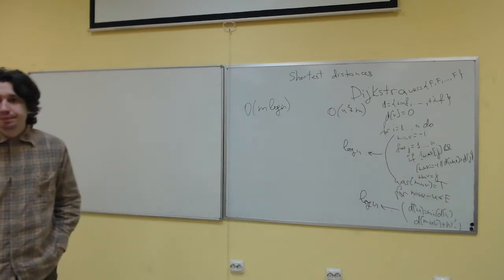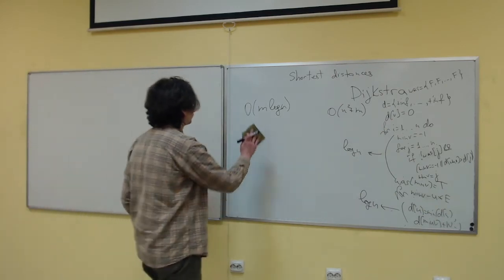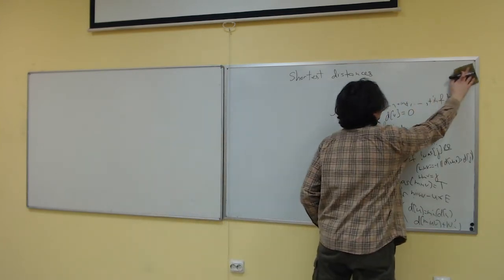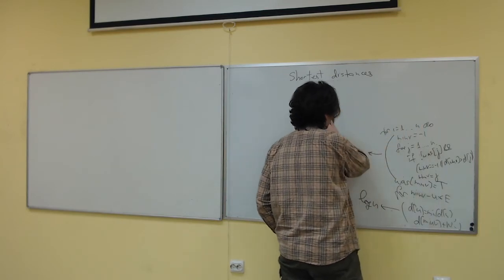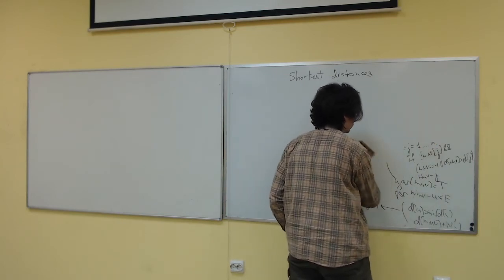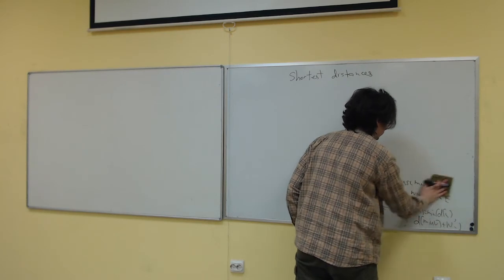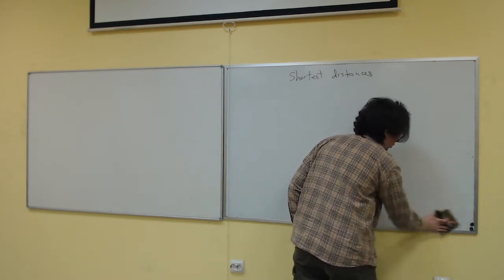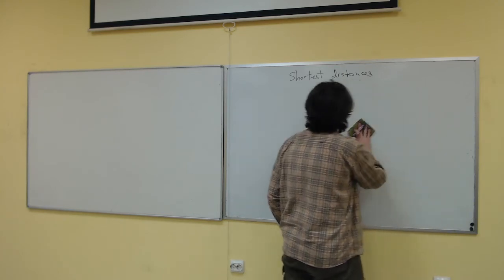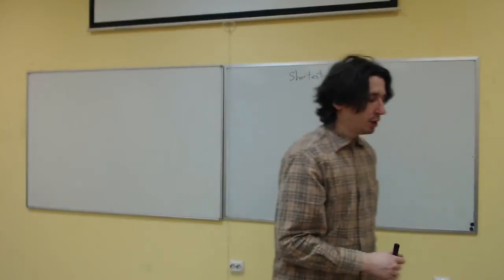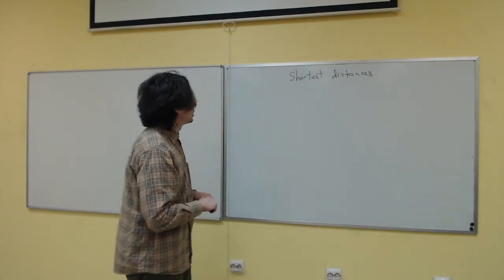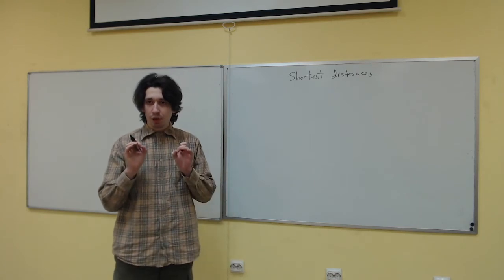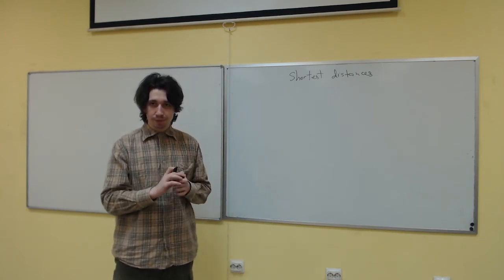So this is Dijkstra. So we're running very, very fast to finish this topic, probably even faster than I thought. But what would we do if there can be negative edges?